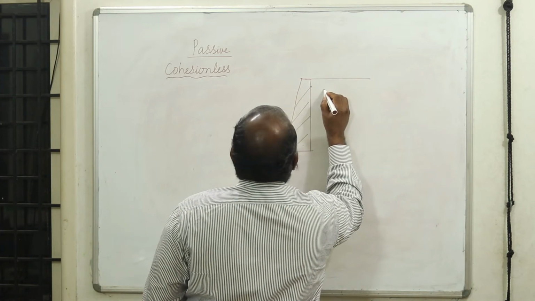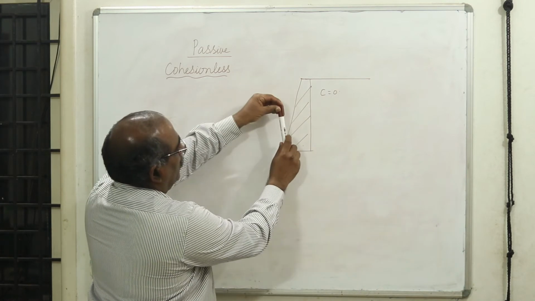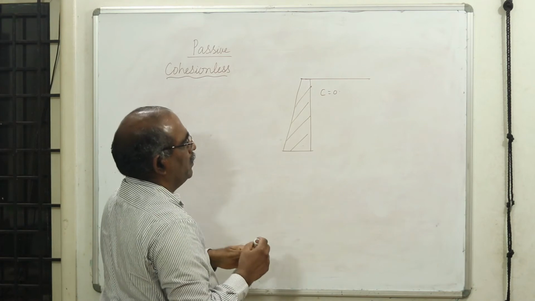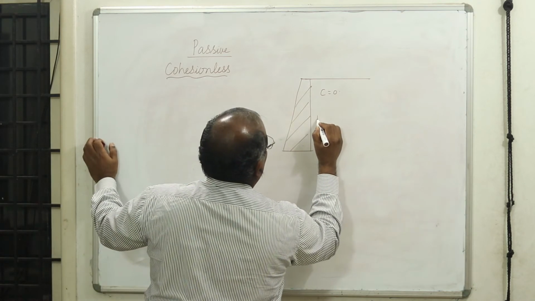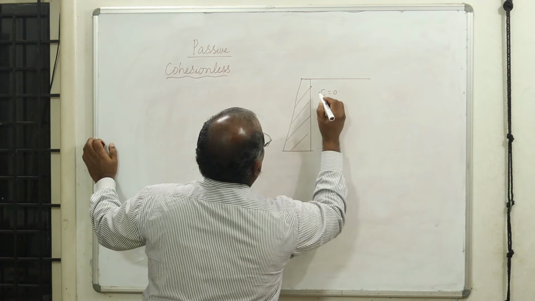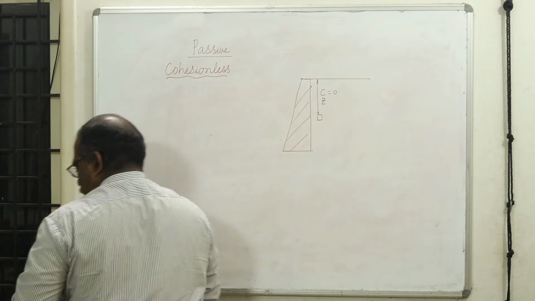Now this is c equal to 0, but the passive case. What's happening here? The retaining wall is moving towards the backfill, therefore your pressure is going to increase. Now if I take the element here at depth Z, what will be the pressure distribution?